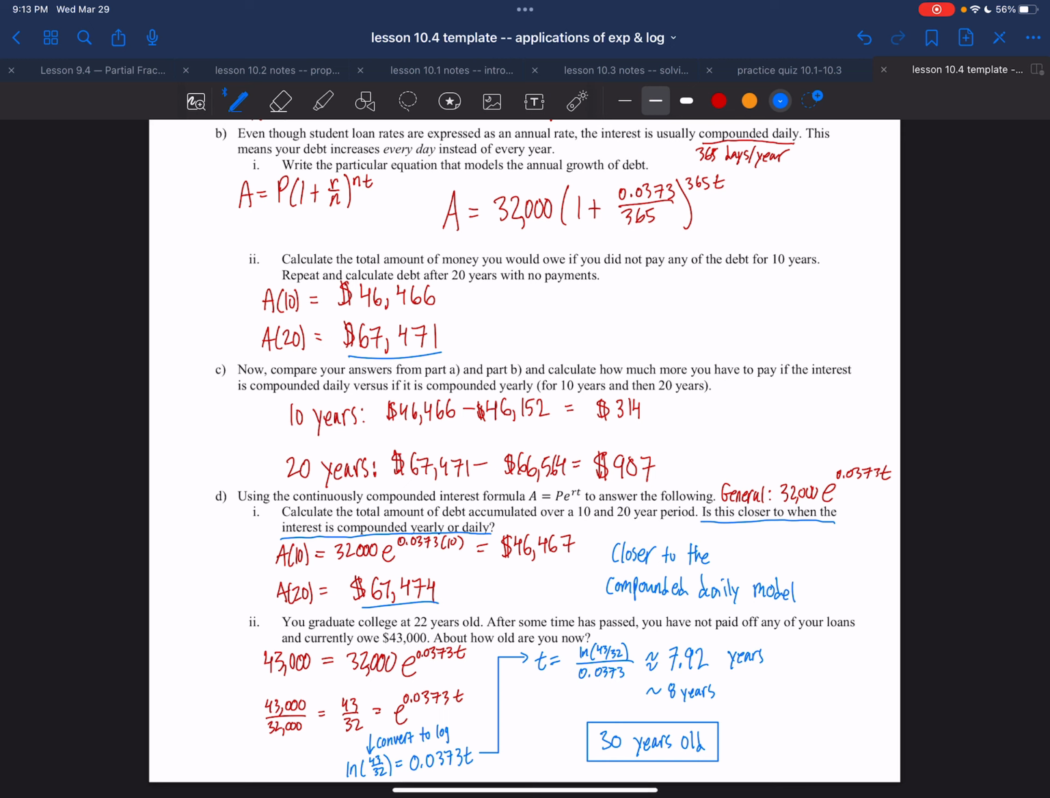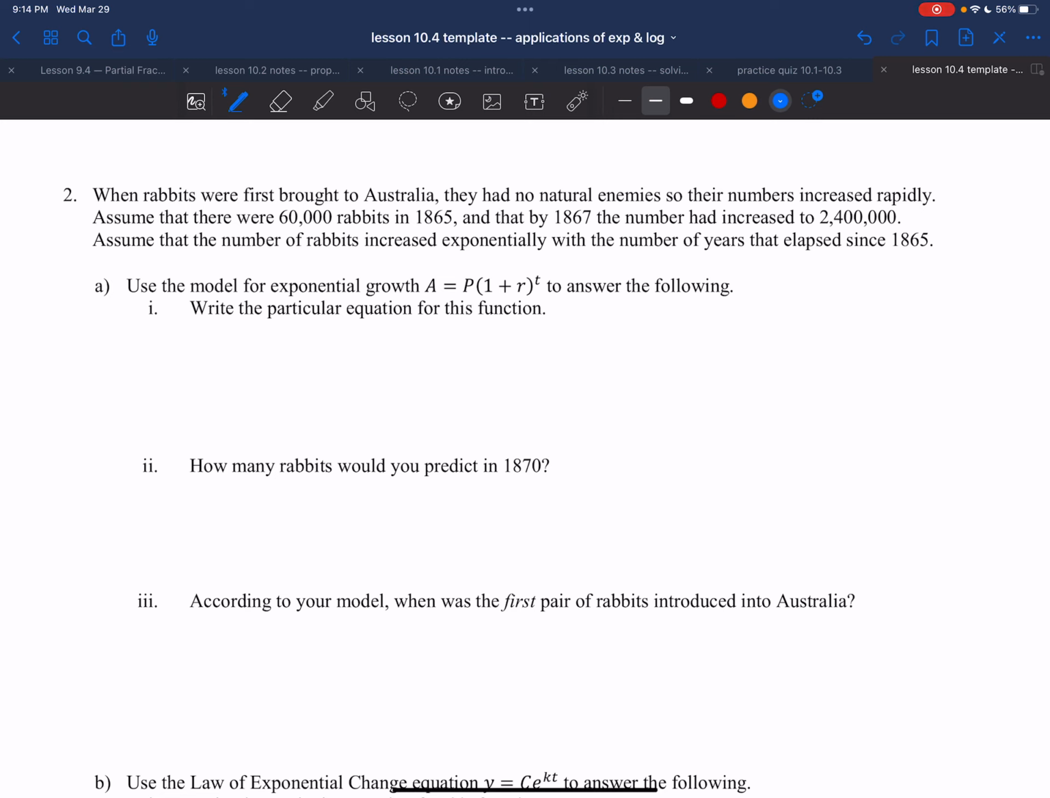Let's assume that there were 60,000 rabbits in the year 1865, and that 2 years later, in 1867, that number increased to 2,400,000, which is a heck of a lot of bunnies. We're going to assume that these increased exponentially with the number of years that elapsed since that time, like 1865. So this one, part A, tells us to use the model for exponential growth. It outright gives it to us, and it wants us to find the particular equation.